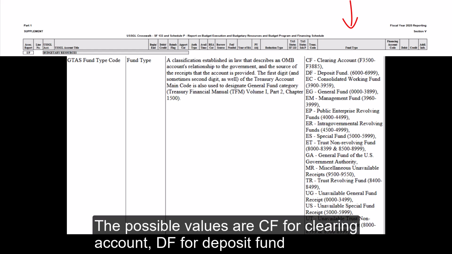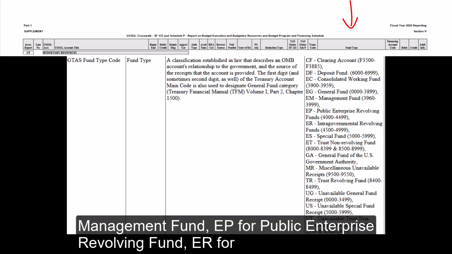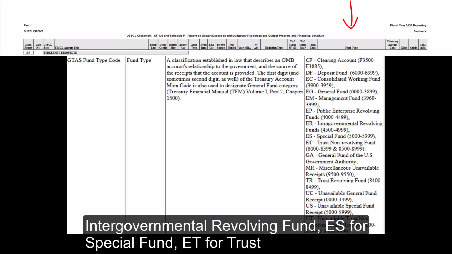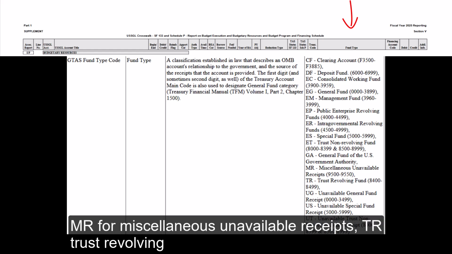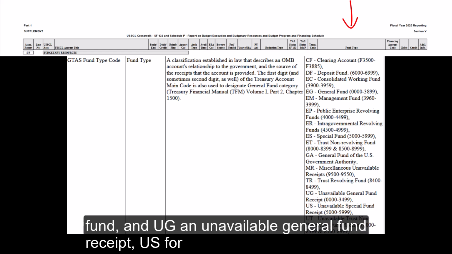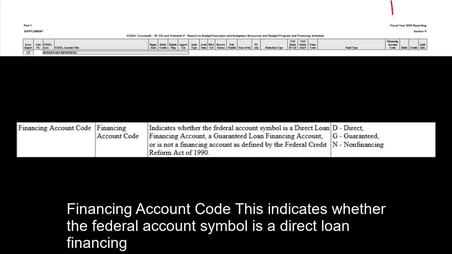The possible values are CF for clearing account, DF for deposit fund, EC for consolidated working fund, EG for general fund, EM for management fund, EP for public enterprise revolving fund, ER for intergovernmental revolving fund, ES for special fund, ET for trust non-revolving fund, GA for general fund of the U.S. government authority, MR for miscellaneous unavailable receipts, TR trust revolving fund, UG for unavailable general fund receipt, US for unavailable special fund receipt, and UT unavailable trust non-revolving fund receipt. Financing account code.